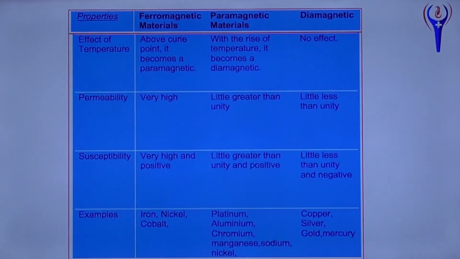In the same way, a paramagnetic material, with the rise of temperature, becomes diamagnetic. There we use the term critical temperature. So at this temperature, paramagnetic material is converted into diamagnetic material. Diamagnetic material has no effect: when temperature increases or decreases, there is no change in its behavior. So diamagnetic material is independent of temperature.